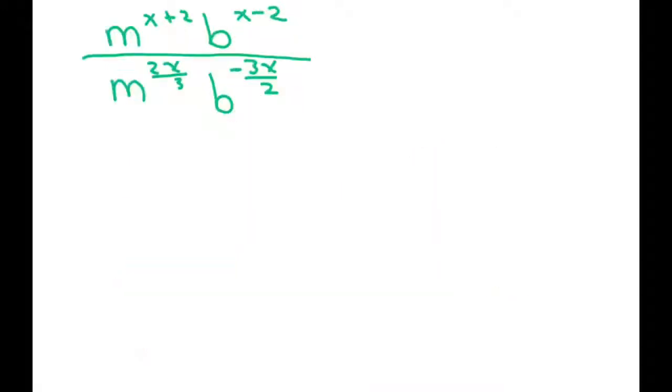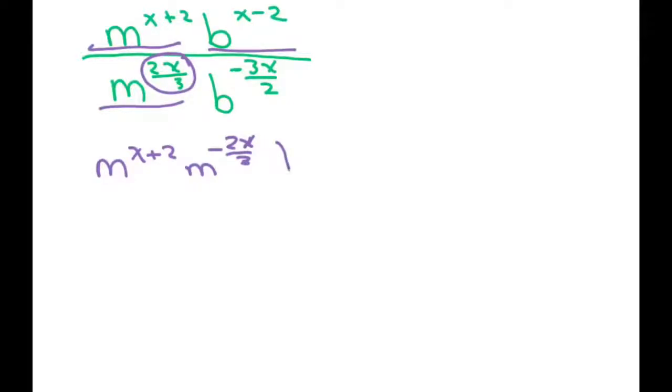Alright, and the next one is this one. I'm going to do the same thing. I'm just going to copy down my numerator here, m to the x plus 2 times m, and when I move this guy up, it's going to be negative 2x over 3. Then I'm going to copy my b down, b raised to the x minus 2 power, and to move him up, he's negative, so I'm going to change him to positive.